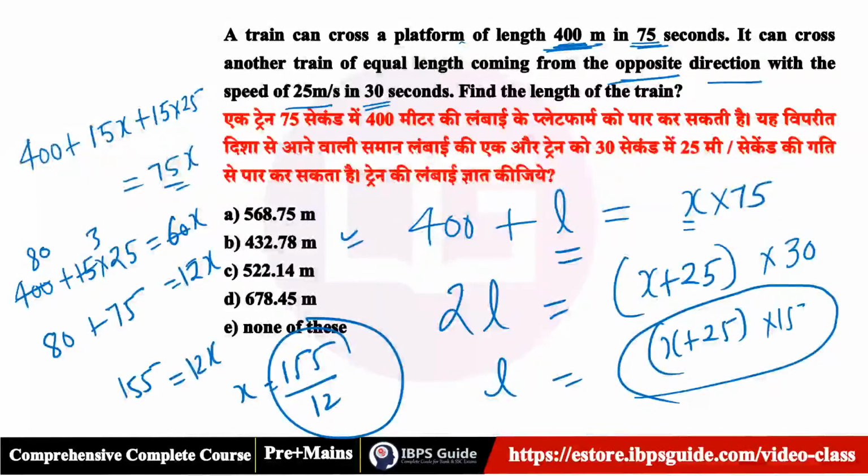On the place of x, put this 155 by 12 into 75. So 3 4s are 325s. Okay, and this is 6.25 into 155 minus 400. So it's a little bit calculative. Do the calculation. I think it doesn't give any kind of help. Either this should be the answer or none of these.